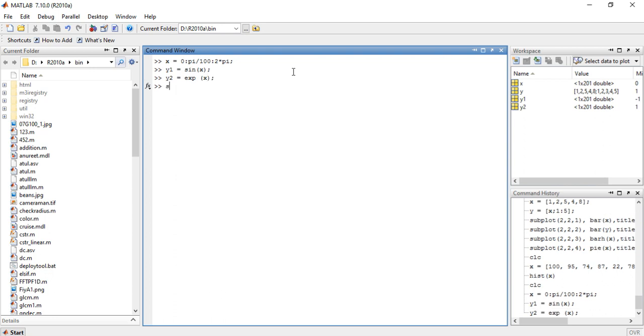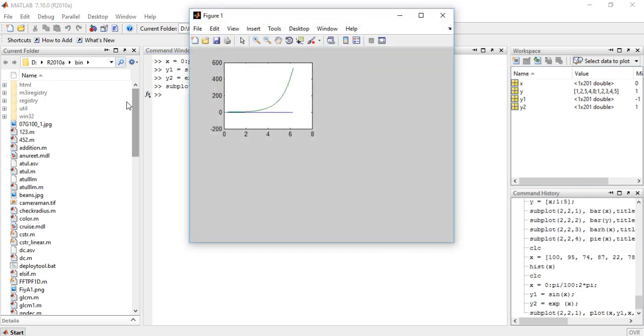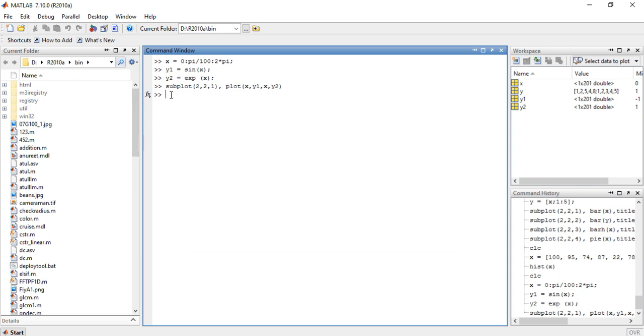Now I'm going to plot. So subplot 2, 2, 1. I'm using the command plot x and y1 and x and y2. So this is the plot of x and y1 and x and y2.